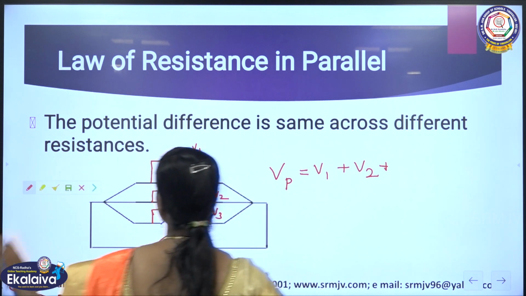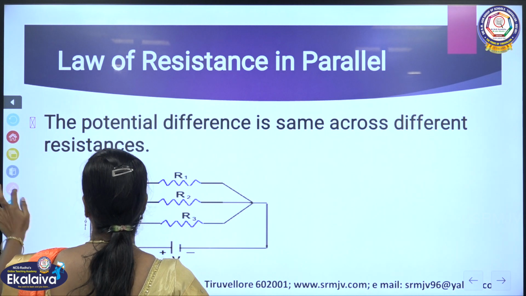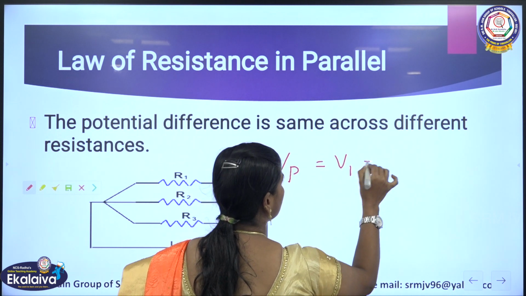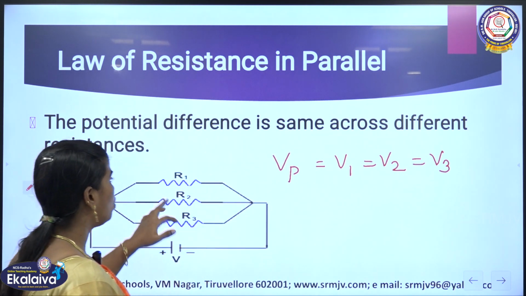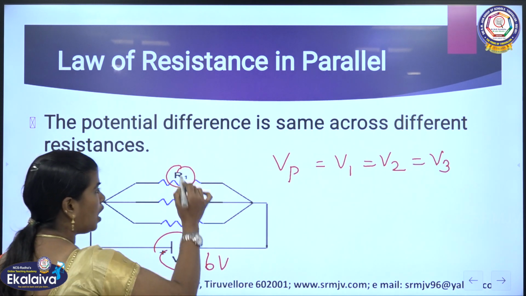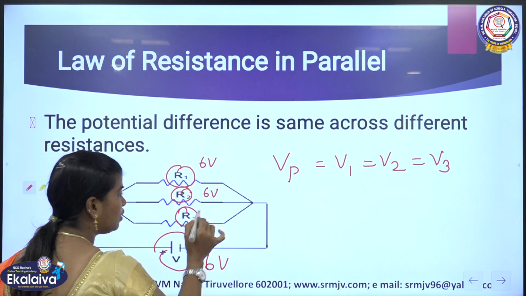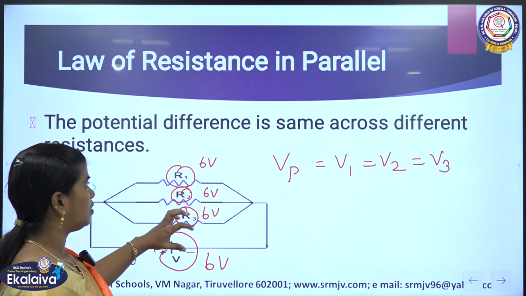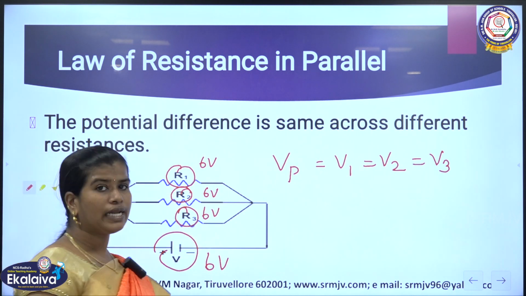I am sorry, the total voltage will be the same, that means Vp is equal to V1 is equal to V2 is equal to V3. For example, if the total voltage is 6 volt, R1 also will get 6 volt, R2 also will get 6 volt and R3 also will get 6 volt. So the voltage will be the same: whatever the input, each appliance will get the total input.